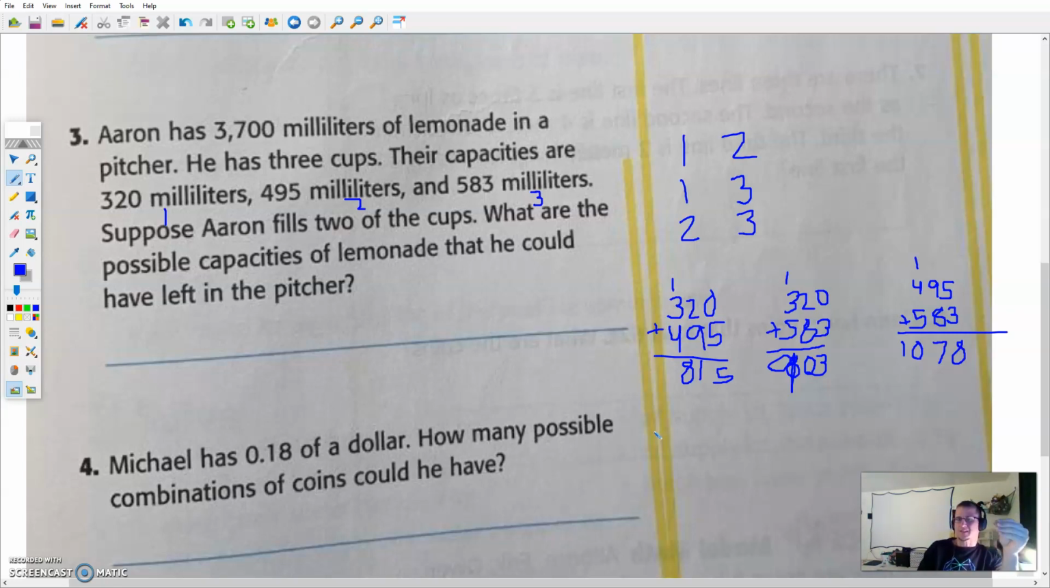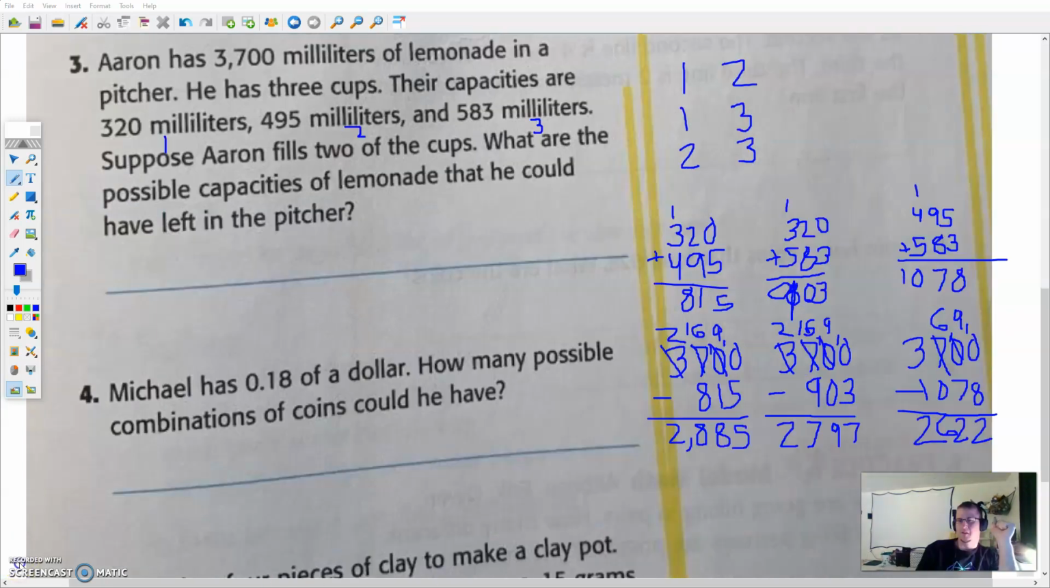No. This is, if we were in class, what I would refer to as one of my favorite no's, because I'm sure somebody would have stopped there. What it asks me is, what are the possible capacities of lemonade that he could have left in the pitcher? Make sure you look for that final question to make sure you give me the right answer. What we need to do then is subtract the 3 of those from the original 3,700.